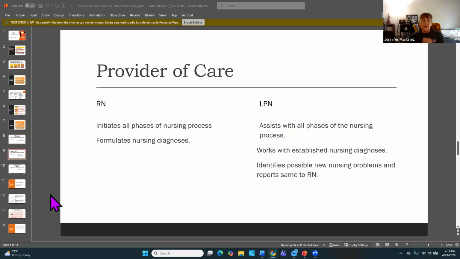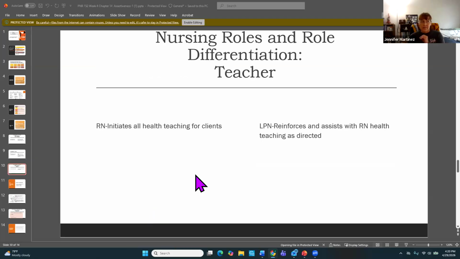Provider of care. The RN can do all phases of the nursing process: assess, diagnose, plan, intervene, and evaluate. So they are independent in all five parts of the nursing process. The LPN assists with all phases of the nursing process, but you can work in an independent role with your data collection and your interventions. So it is not an independent role when it comes to the nursing process and all aspects of it.